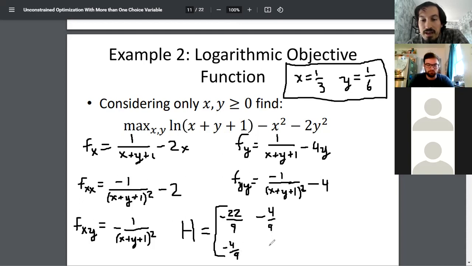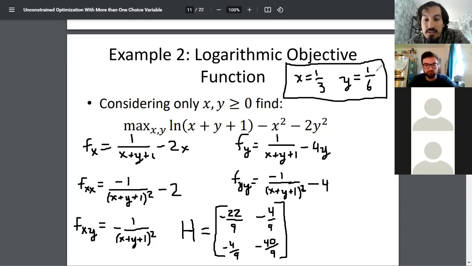And now I want fyy, which is this term, -4/9 minus 4. 4 is actually equal to 36/9. So I have -4 minus 36, which should be -40. You guys agree?